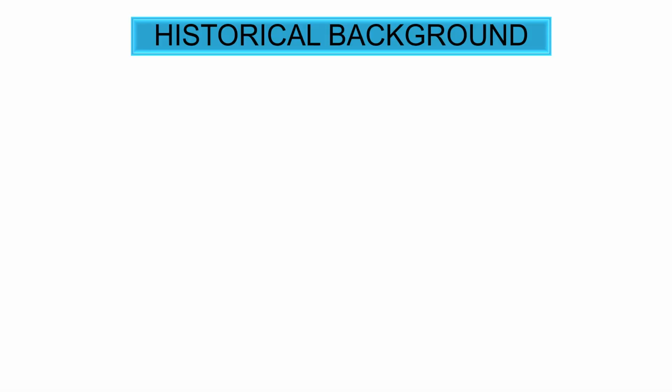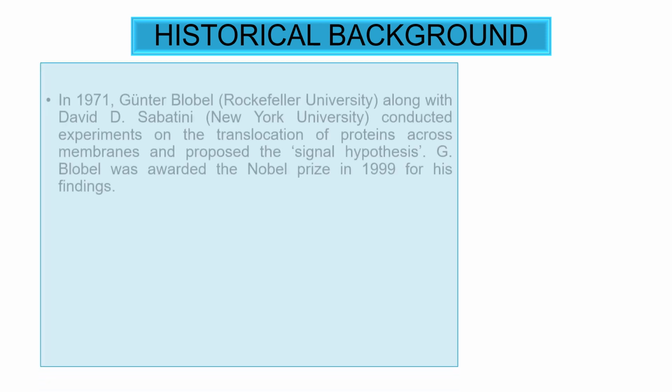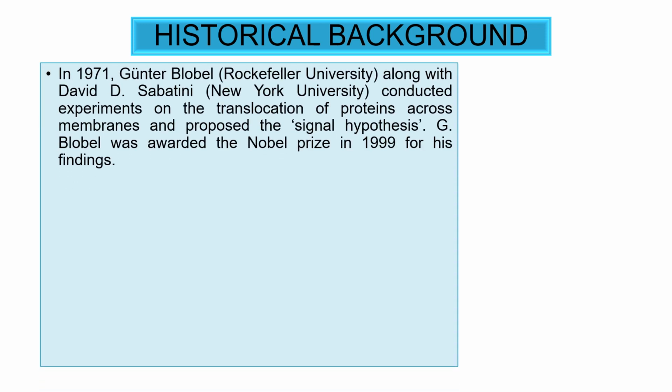Before going through the topic elaborately, let us first have a look into the historical background. In 1971, Gunter Blobel along with David D. Sabatini conducted experiments on the translocation of proteins across membranes and proposed the signal hypothesis. Gunter Blobel was awarded the Nobel Prize in 1999 for his discovery that many proteins have a signal sequence, that is, a short sequence of amino acid at one end of the protein which functions as a postal code for the organelle that is targeted.